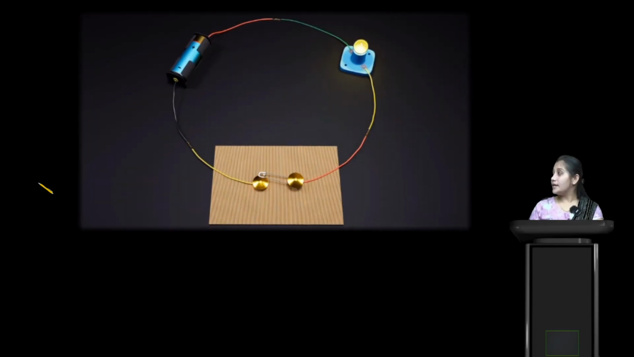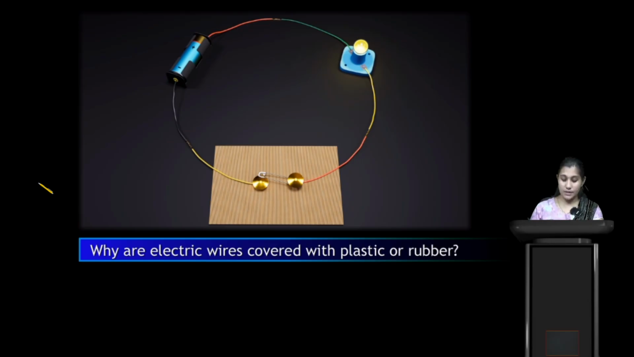So this one is another circuit diagram. Now children, can you say whether the switch is in on position or off position? Very good, the switch is in on position because the lamp glows. Now it is said, why are electric wires covered with plastic or rubber?